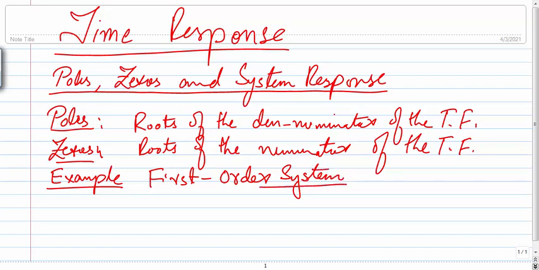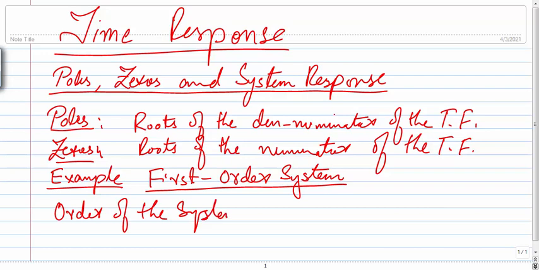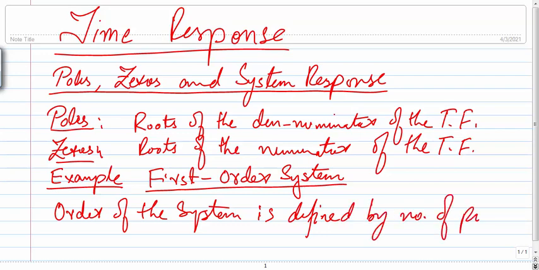How do we define a system as first order? The order of the system is defined by the number of poles in the system. So order is basically dealing with the number of poles of the system. So if you have one pole, this means that you have a first order system.